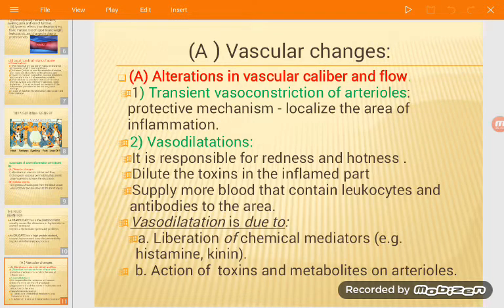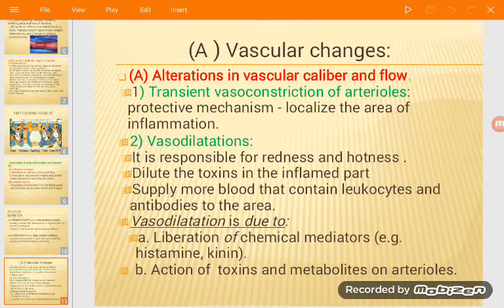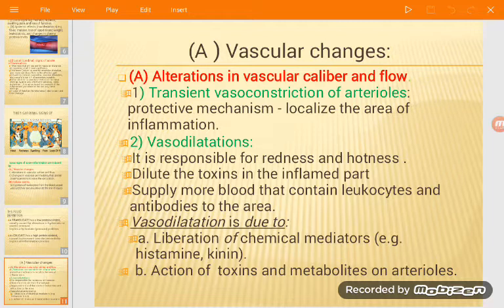Then vasodilatation. It occurs due to many substances, like histamine, which is released very quickly after an injury or sensitization, and it leads to increased vascular diameter. This leads to more blood supply, causing redness and hotness. Vasodilatation is due to mediators or some toxins and metabolites which act on the arterial wall.